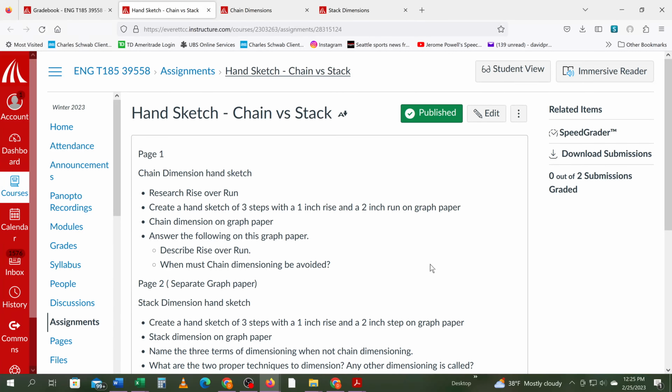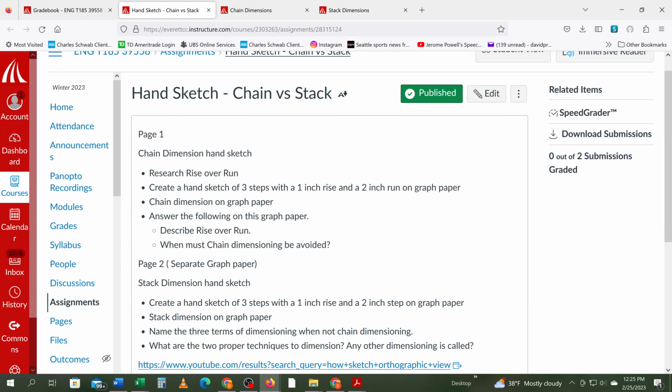All right. There's some questions that came up with the hand sketch, so I want to clarify that. I want you to do a research. Tell me what rise over run is. In case you don't know what that is, it's usually calculated for steps. When you're looking for rise over run, it's going to be dealing with something like carpentry, when they're deciding how to make the steps. So that's my hint for that.